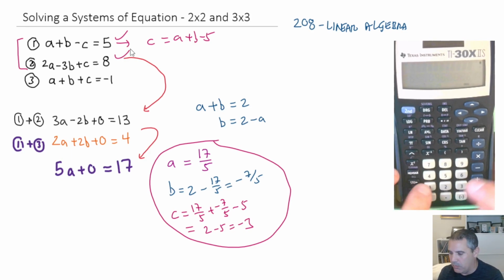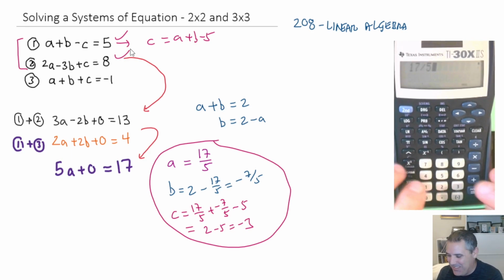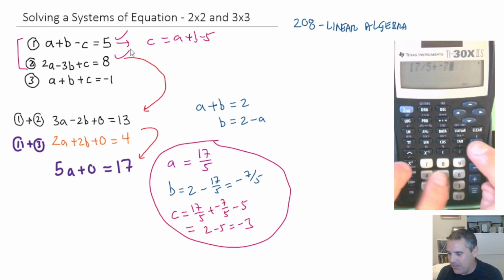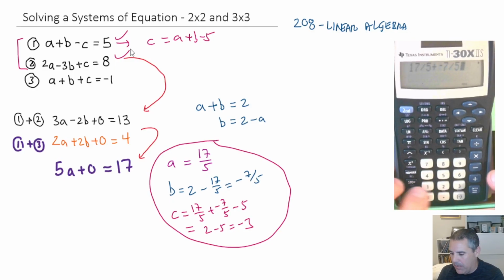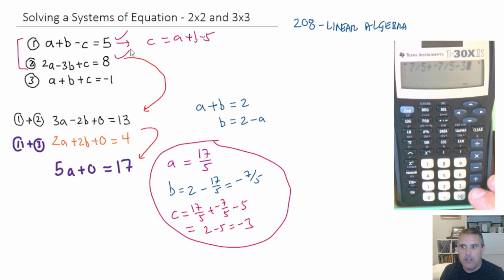That's still probably true, but okay, 17/5 plus b, which is negative 7/5, minus 3. If it's negative 1, we're done. Oh, yeah. Okay, that's it. I hope that helps.